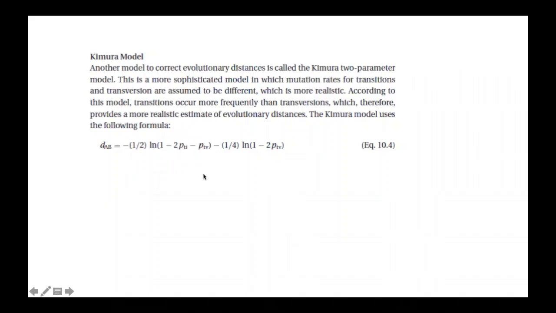So you're given the two sequences, and you find the rate of transition changes and the rate of transversion. And if you have the transition and the transversion rate, you can find the distance using this Kimura model.